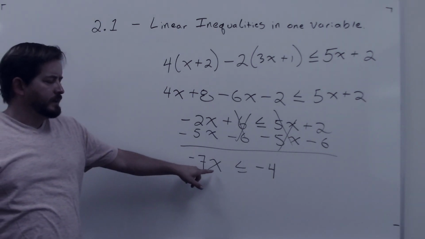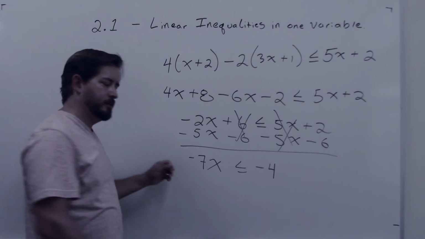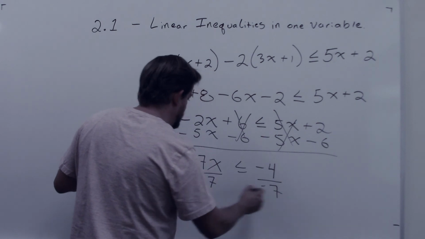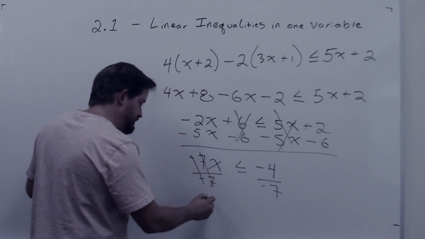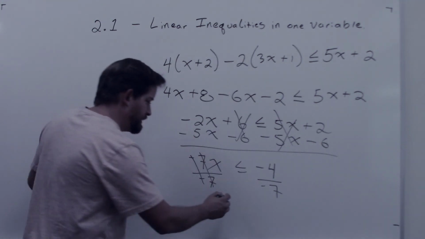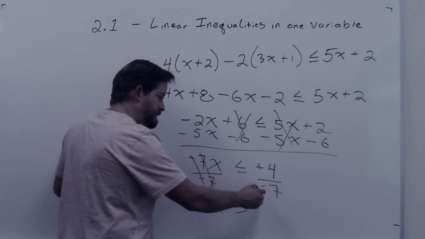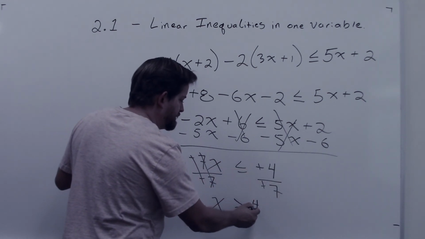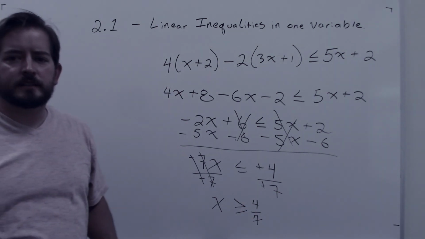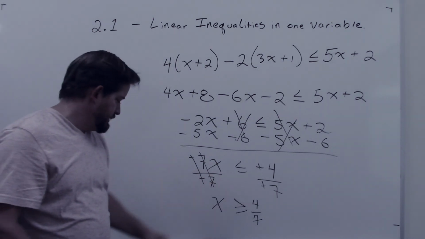But now when I want to isolate my x completely and get it all by itself, I have to divide by a negative. The 7 cancels, leaving me with just an x. This symbol though, I have to turn it. So this becomes greater than or equal to, and then the negatives cancel out here, and I'm just left with 4 sevenths. And that's it. That's my answer. That's the solution. I had to be careful here.